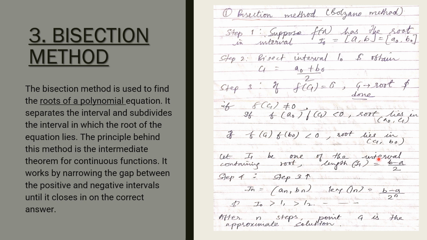Let I1 be one of the intervals containing the root. So the length of I1 will be (b minus a) by 2. Obviously, it's a simple length. Now step 4 will be similar to step 3. We will calculate, say, C2 from the midpoint of this or this, whichever it comes. And then after n steps, point C1 is the approximate solution.